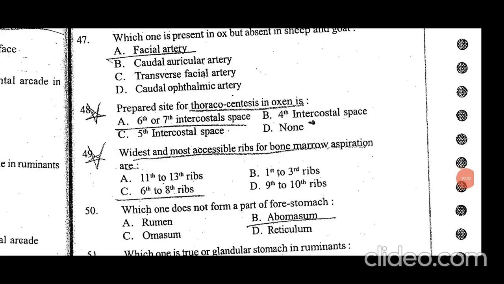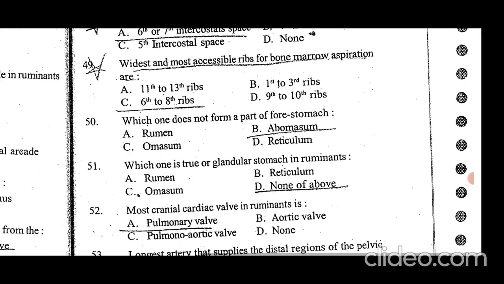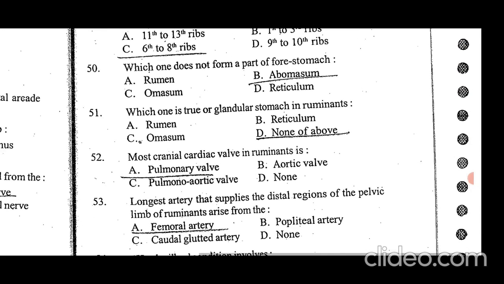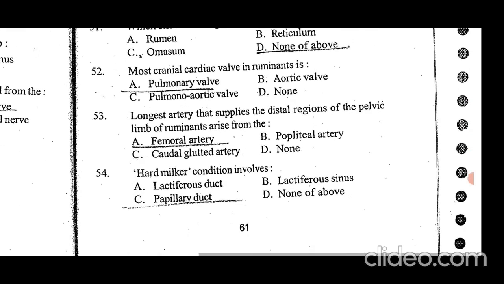Which one does not form part of forestomach? Abomasum does not form part of the forestomach. And which one is the true or glandular stomach? Abomasum is the true stomach. Reticulum and abomasum are not both part of forestomach; the abomasum is the true stomach.